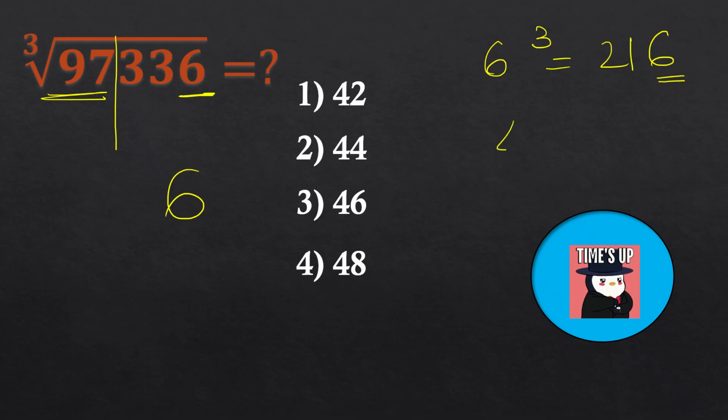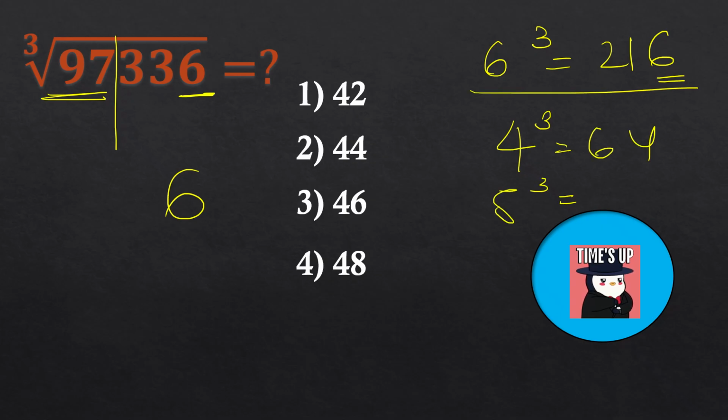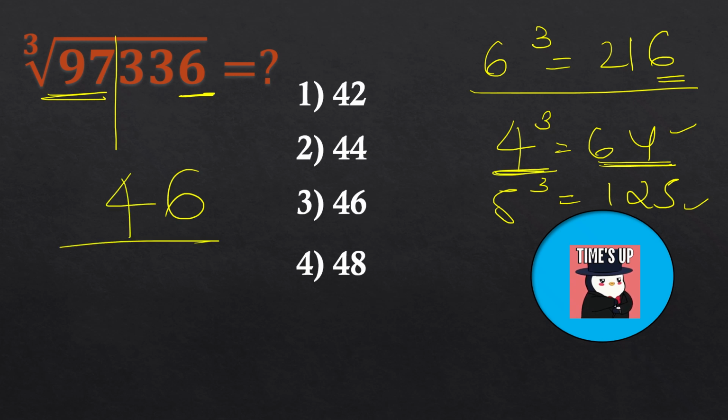97 will lie between 4 cube, which is 64, and 5 cube, which is 125. So 97 lies between 64 and 125, correct? But you need to choose the smallest number. Smallest number is 64. So 64 is the cube root of which number? 4, correct? So 4 will be the first digit. So answer is 46. Third one is the correct option. Okay.